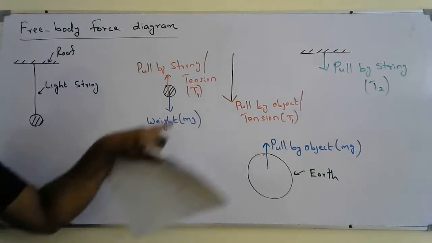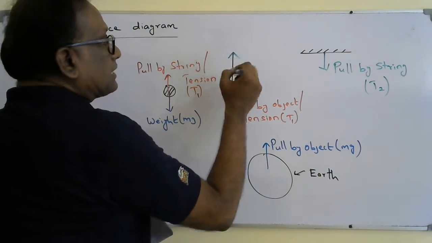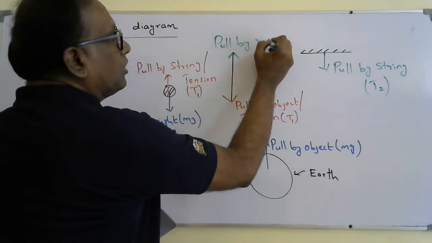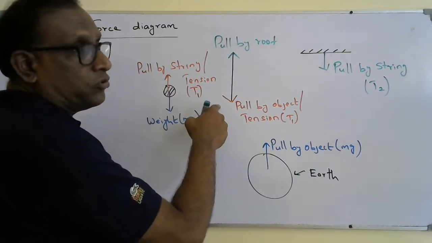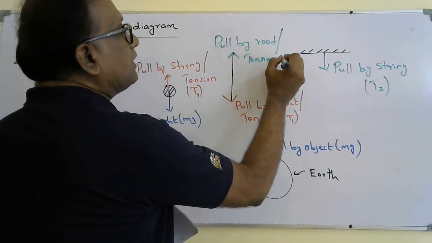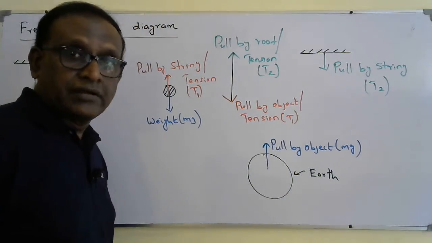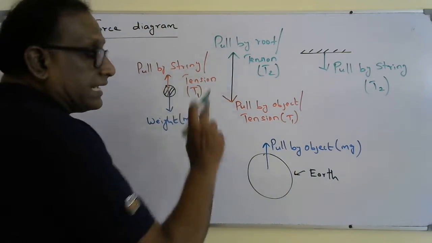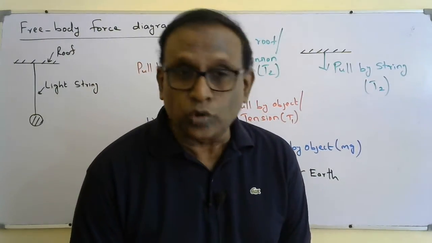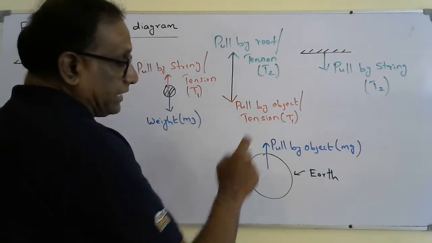Right, so when the string pulls the roof down, the roof will pull the string upwards. I can call it pull by roof. But normally a stretching force on a string is called tension. Tension T2. Because this is T2 I marked, this is also T2. Right. I told you this string is light, no mass. Think like this: the string has no mass because it is light, negligible mass. There are two forces, T1 and T2.